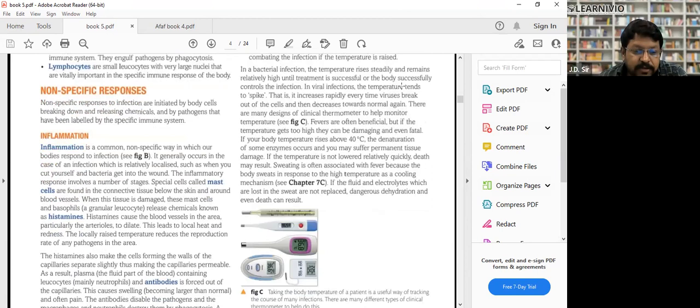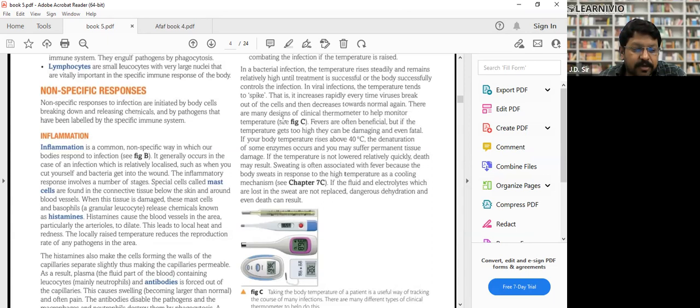So in bacterial infection, temperature rises steadily and remains relatively high until the treatment is successful or the body successfully controls the infection. In viral infection, the temperature tends to spike, that is, increase rapidly when the virus breaks out of the cell, and then decreases toward normal again.